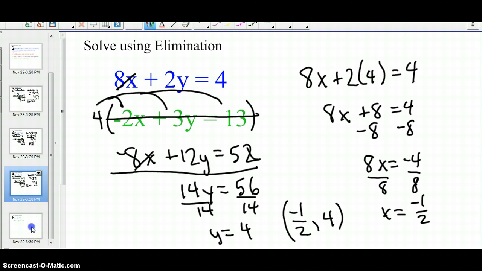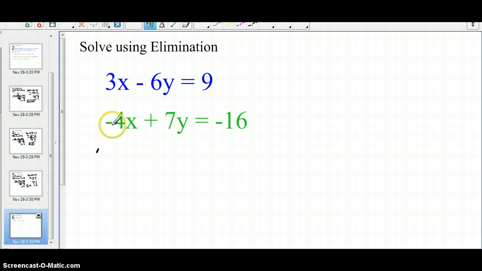Let's try one more. Look at these two equations. Your x's do not cancel out right away. Neither do your y's. Now if I'm looking at these, I'm going to have to multiply both equations. So decide which variable you would like to get rid of first. Well, 3x and negative 4x, the closest number that 3 and 4 multiply to is 12. So I'm going to multiply the top equation by 4 to make that 12x. I'm going to multiply the bottom equation by 3 to make that negative 12x, because then they would cancel out.